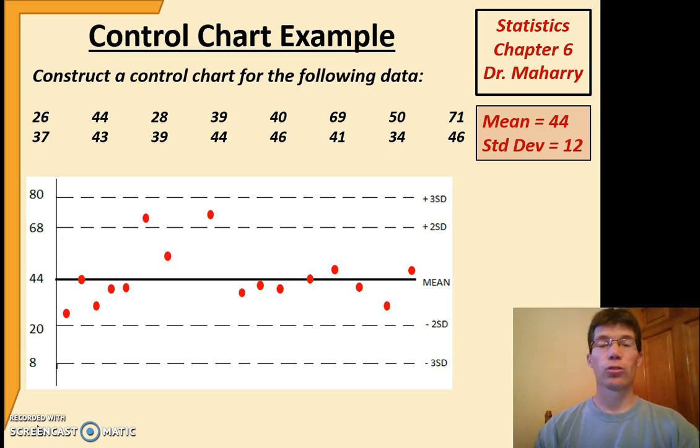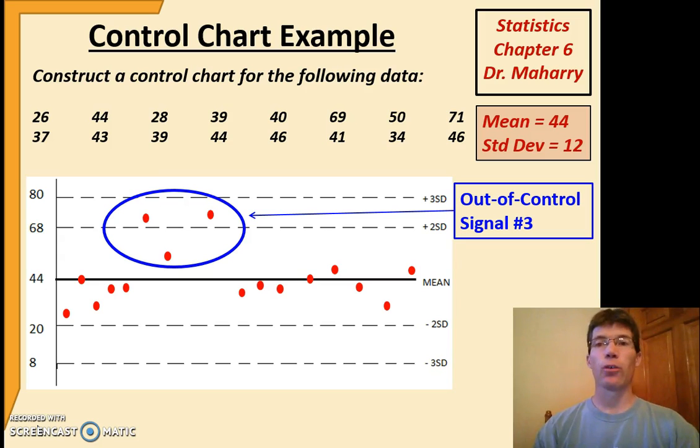Now I look at my out of control signals. Notice I do not have any values outside of 3 standard deviations. Hence there is no signal number 1. Notice there's no point where I have 9 or more in a row on one side of the mean. So no signal number 2. However, notice here I have 2 out of 3 in a row that are outside of 2 standard deviations. So I would have an out of control signal 3. And so this would indicate that maybe this process needs to be checked or adjusted.